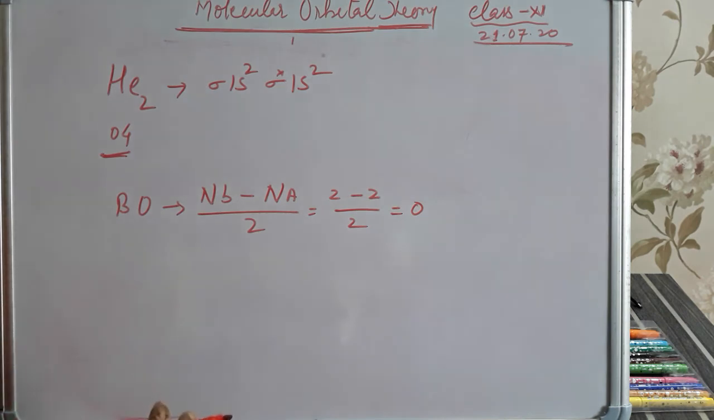So on the basis of orbitals, it is clear which molecules exist in nature and which ones do not exist in nature.